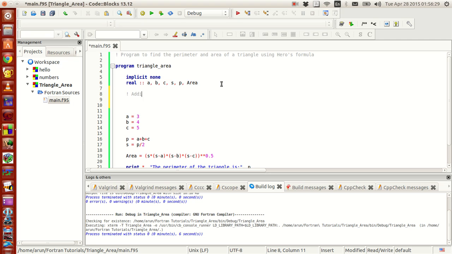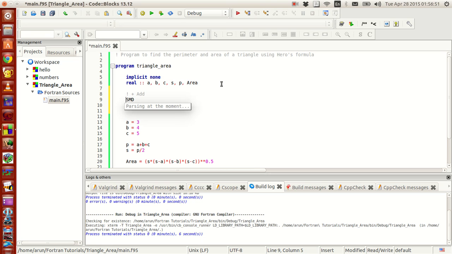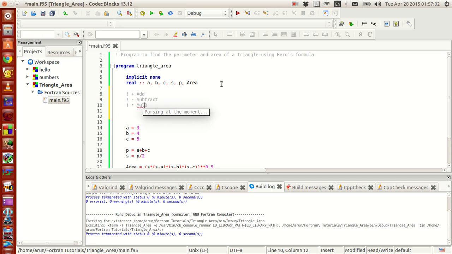The symbols plus, minus, asterisk and slash stand for addition, subtraction, multiplication and division accordingly. So we call it ASMD in short. So plus stands for add, minus stands for subtract, the asterisk stands for multiply, and then the slash symbol stands for divide.